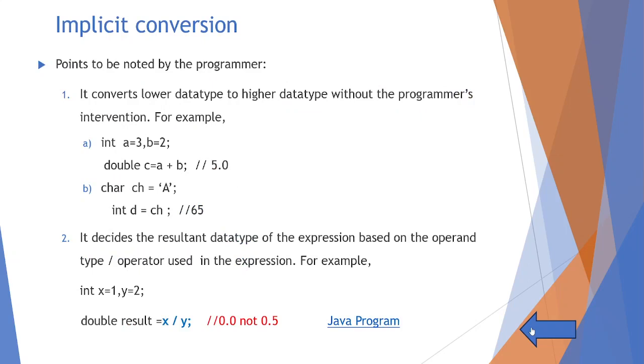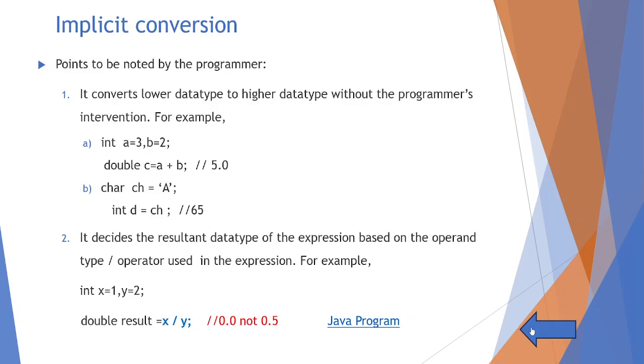Points to be noted by the programmer when we leave this implicit conversion concept. First of all, it converts a lower data type to a higher data type without the programmer's intervention. Example: int a is equal to 3, b is equal to 2, double c is equal to a plus b. But a and b are two operands, and plus is happening on integers, so the answer will be an integer. But we are trying to save in double c, so 5.0. This is also done by Java only.